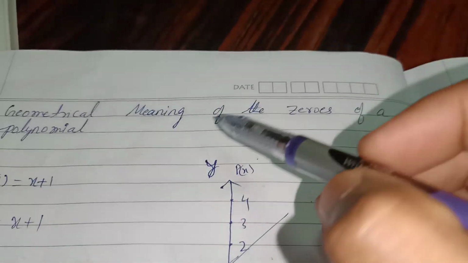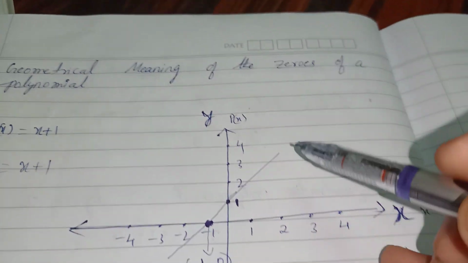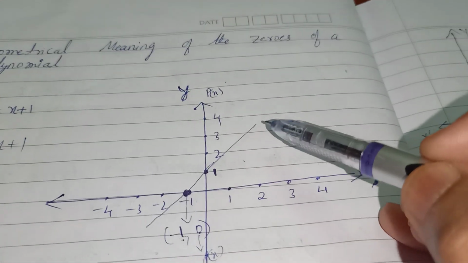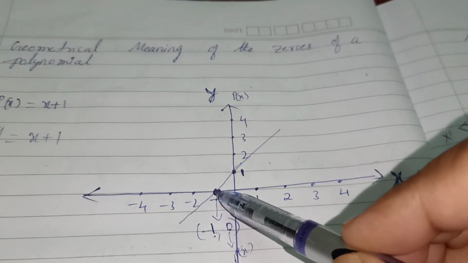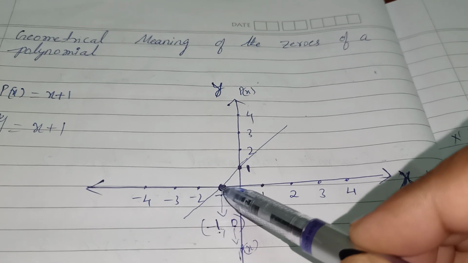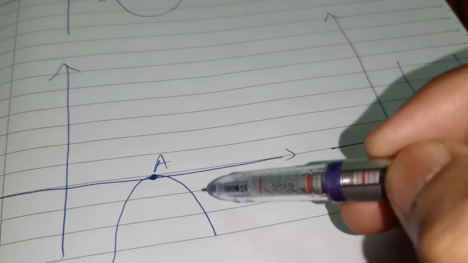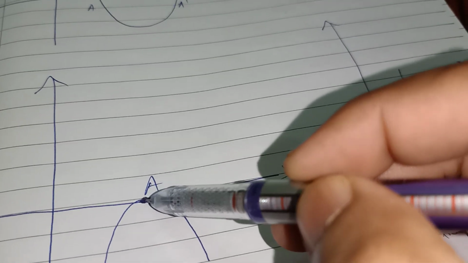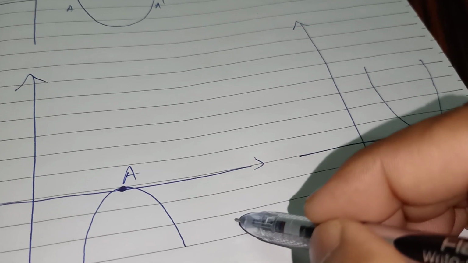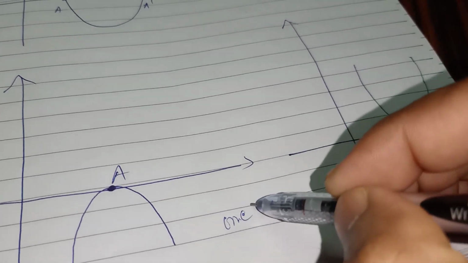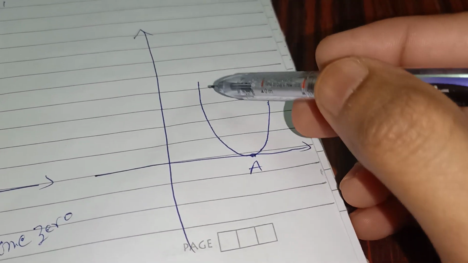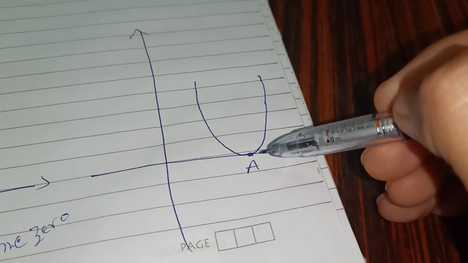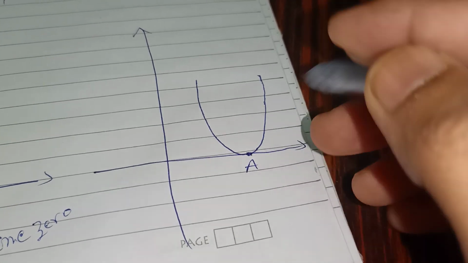So what is the geometrical meaning of zeros of a polynomial? If a graph cuts the x-axis, it is called a zero of a polynomial. So that is the geometrical meaning of zero of a polynomial. Next, this graph is cutting the x-axis at only one point, so there is only one zero of a polynomial. As well as in this graph, the curve is cutting at only one point.